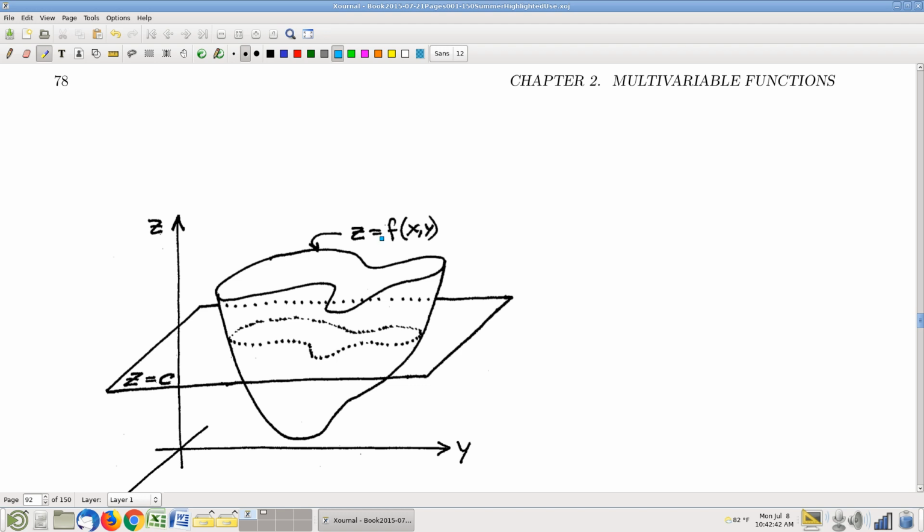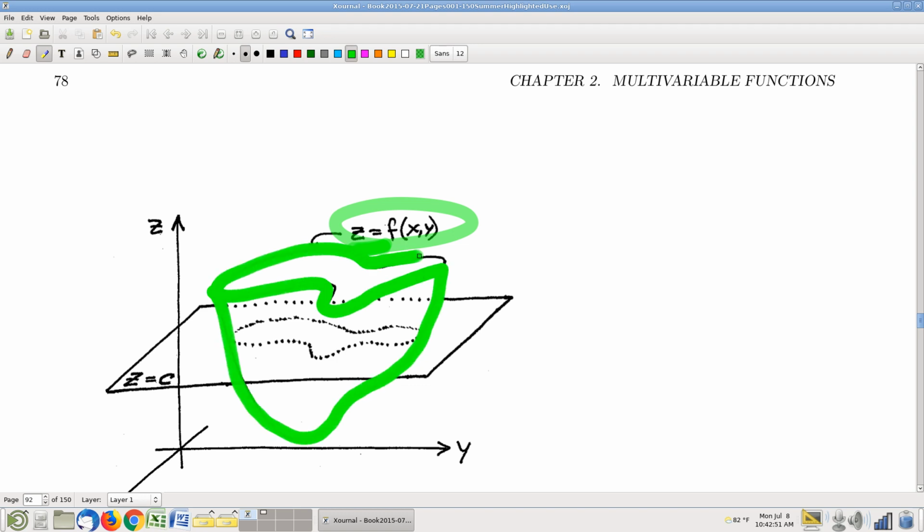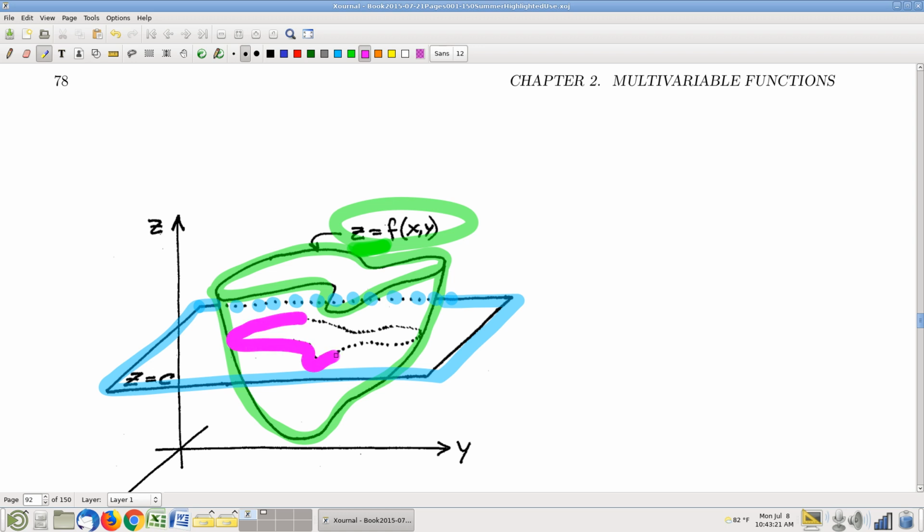Let's look at a graph. That's a graph of a function f. Two input variables, one output variable. That's what the graph looks like, let's say. Now, the next question I want to ask is, what happens if I were to take a cross-section where I set z equal to a constant? Well, geometrically, if you have a surface like that, setting z equal to a constant is a horizontal cross-section. That's going to give you a slice. That's going to give you some curve that looks like this.